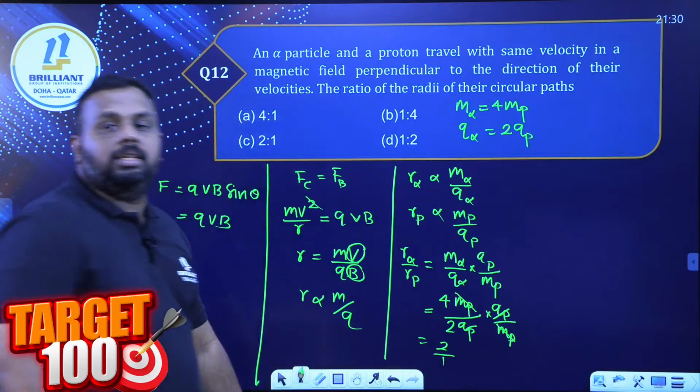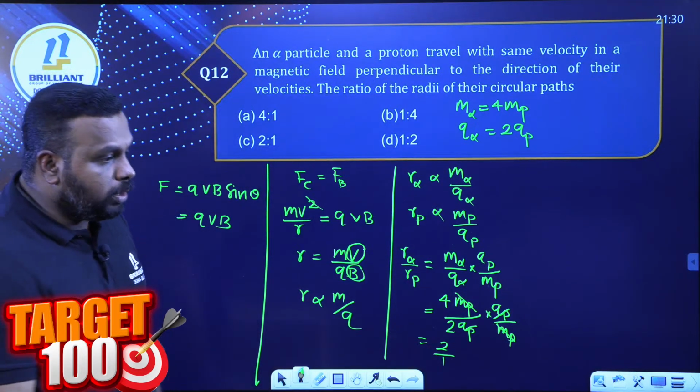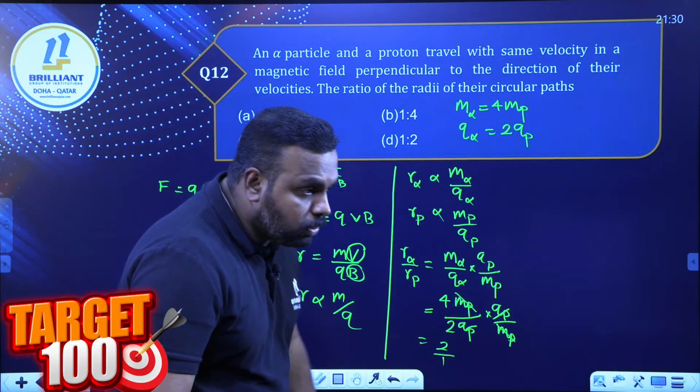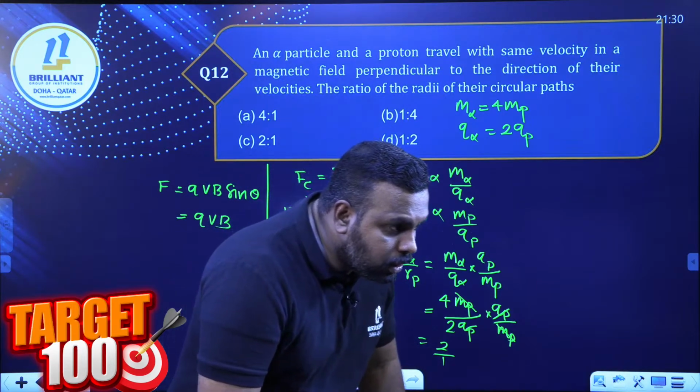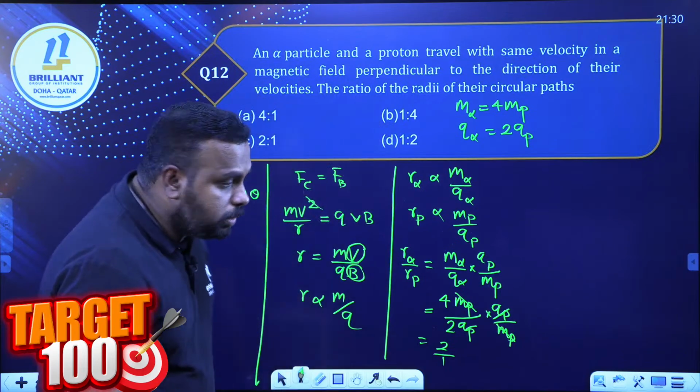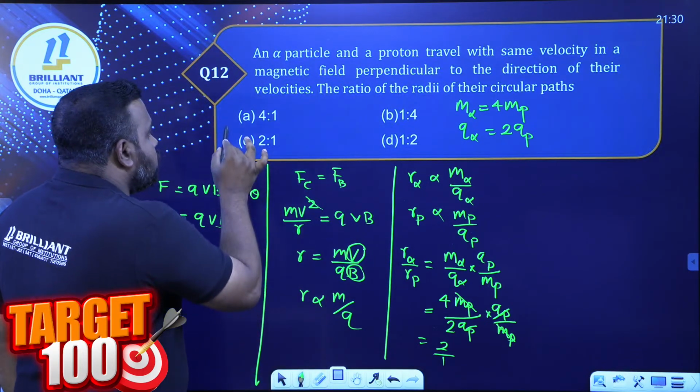So what is our answer? The answer is 2 by 1. 2 is to 1. How many of you got the answer? Yes, I can see. Faris, Hafiz, Dhruvil, Albert. Very good. The answer is option C.